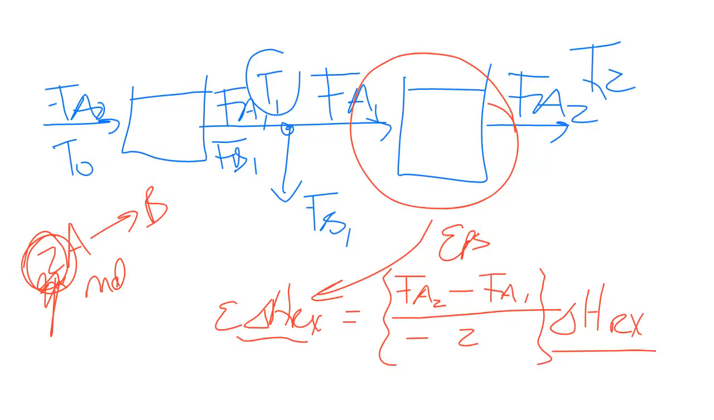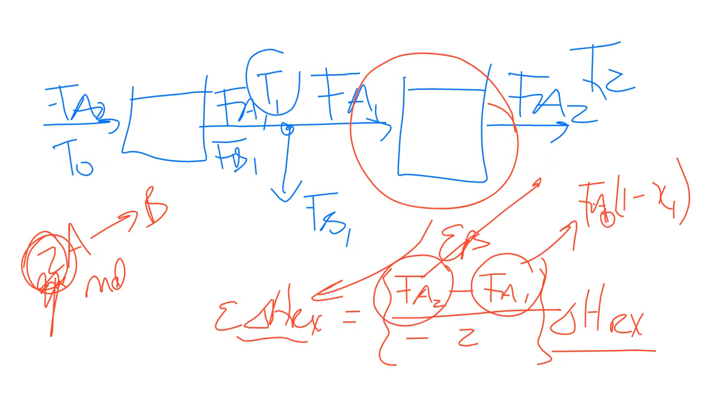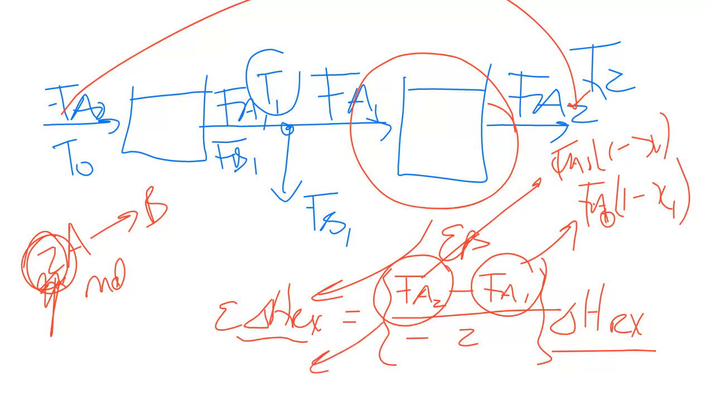Now I can decide, do I want to write FA1, how do I want to define the X? Do I want to write Fi1 as Fi0 times 1 minus x over reactor 1? Do I want to write Fi2 as Fi0 times 1 minus the overall x? Or do I want to write Fi2 as Fi1 times 1 minus just the incremental x over that reactor?